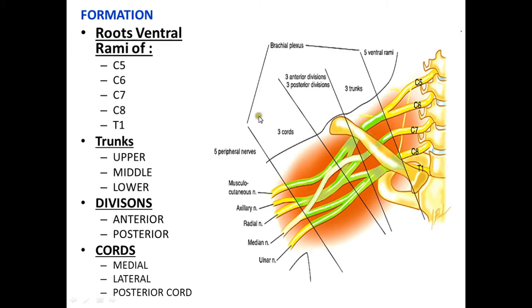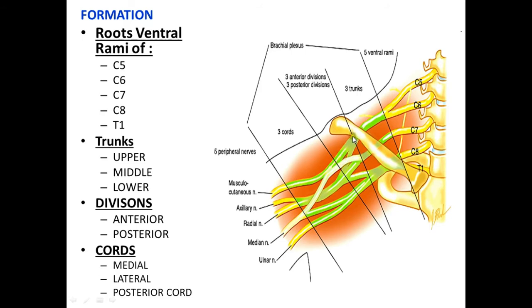Now how are they formed? First of all, these are the roots, which arise from the ventral rami, that is C5, C6, C7, C8 and T1. After that, the roots combine together to form the trunks. There are three trunks: upper, middle and lower. From each trunk two divisions emerge, one anterior and another posterior.